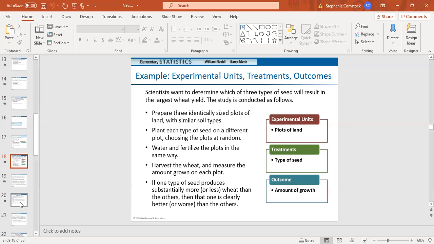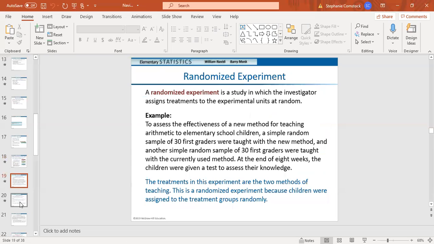When we harvest the wheat, we're going to measure the amount that was grown, or the yield that we got. If one of the types produces substantially more or less wheat than the others, then that one is better or worse than the other two. So the experimental unit, what this is being done on, is the plots of land. The treatment is the type of seed being used. And the outcome is the amount of growth that we have.